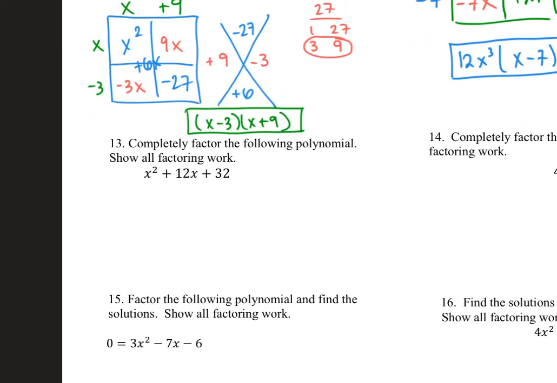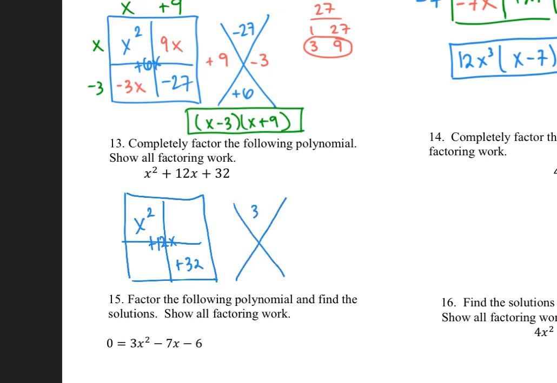All right, 13, another factoring problem. Again, there's no GCF here, so we go straight to the box. x squared plus 12x plus 32. Multiplying to make 32, adding to make 12, which means both my signs have to be positive.